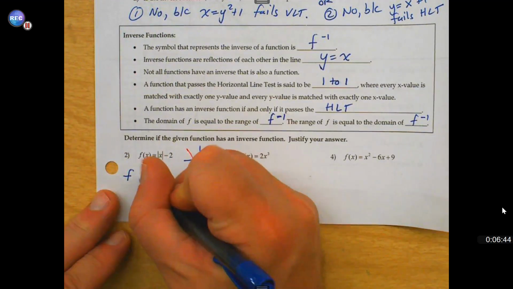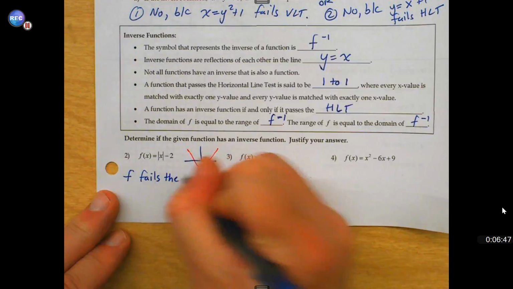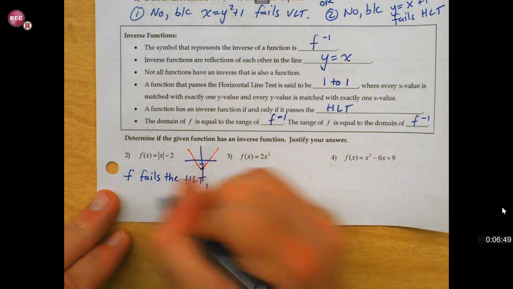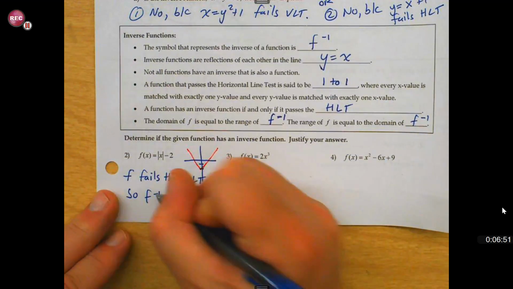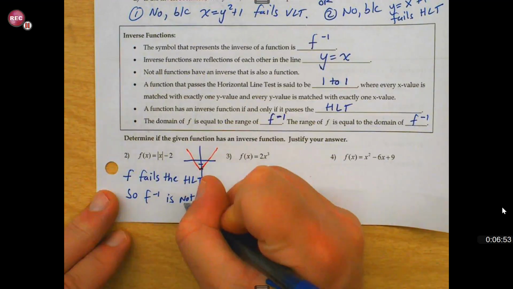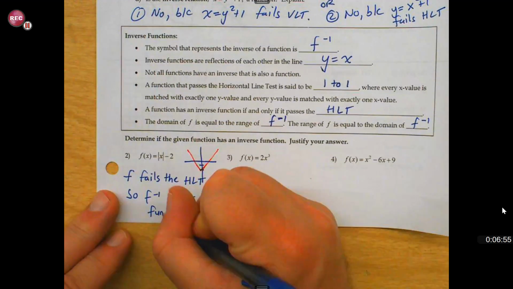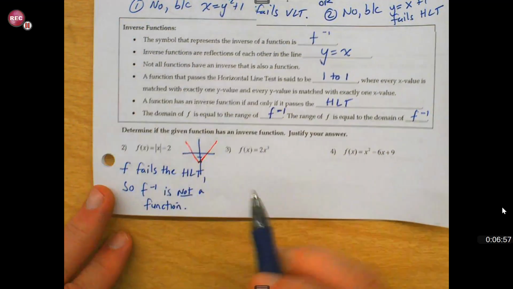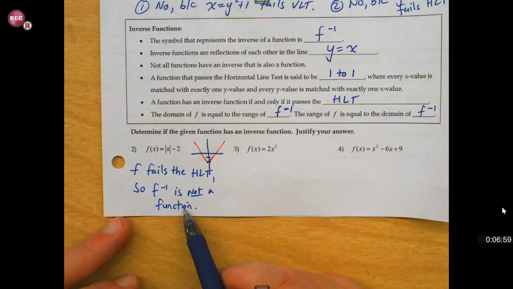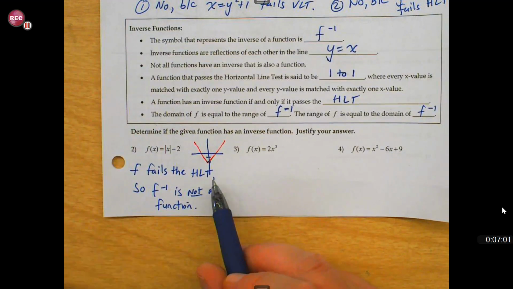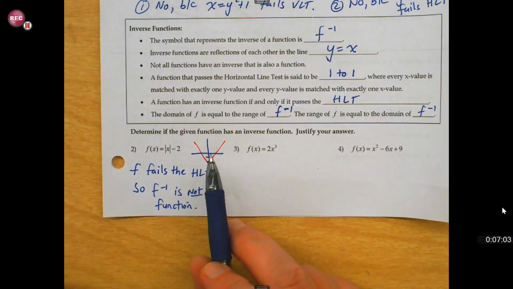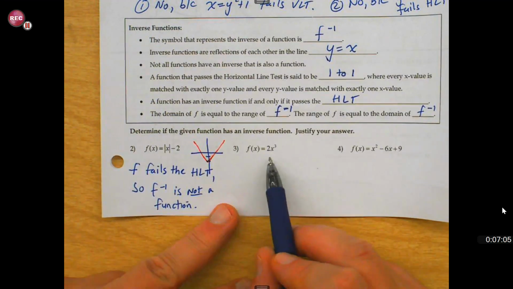F fails the HLT. So f inverse is not a function. So we can safely say that's a true statement without even seeing the graph of the inverse because this fails the horizontal line test.